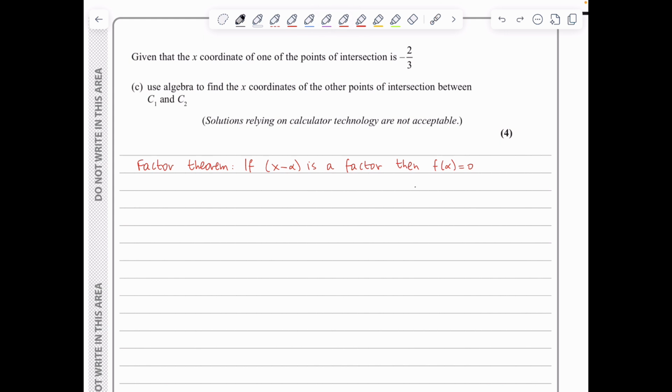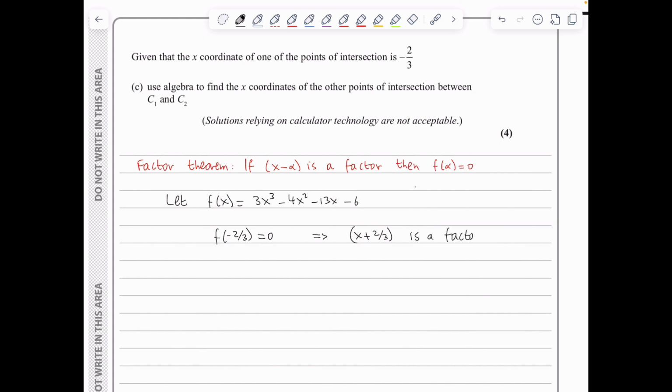I will introduce f(x), so I will say f(x) is the cubic equation we obtained in part B. So this is 3x³ - 4x² - 13x - 6. And we know that f(-2/3) is equal to 0. Therefore, using the factor theorem, this means that x + 2/3 must be a factor of f(x).